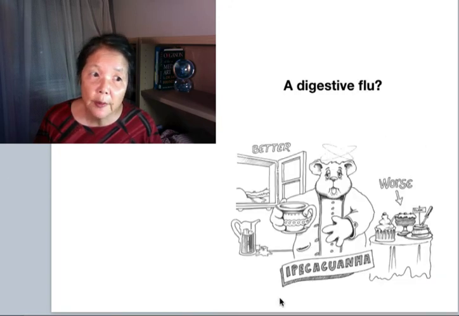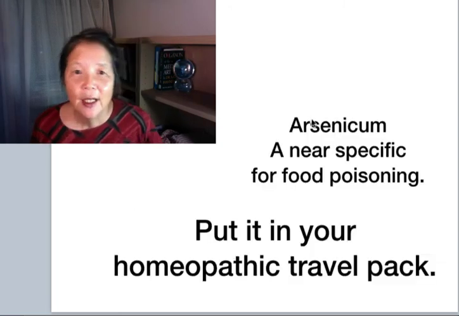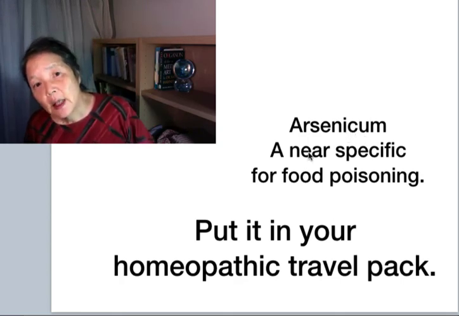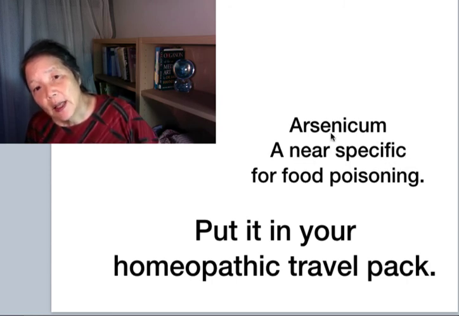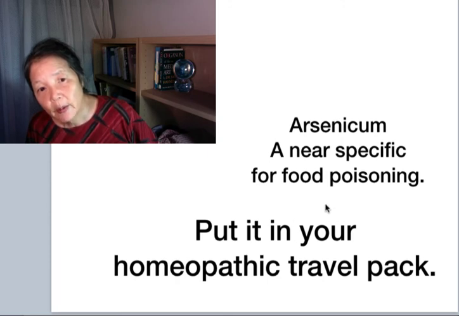Well, doesn't he have a tummy ache also? This person has a tummy ache. Food poisoning is pretty distinct. As it happens, arsenicum, which is made from arsenic, is a near specific for food poisoning. Near specific means I'm hedging my bet, because it's possible that there are some food poisonings that won't respond to the remedy arsenicum. Don't take arsenic. That's not what I'm talking about. Take the remedy. You have a very good chance of solving your food poisoning problem.